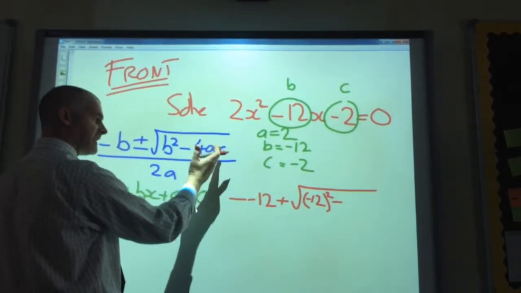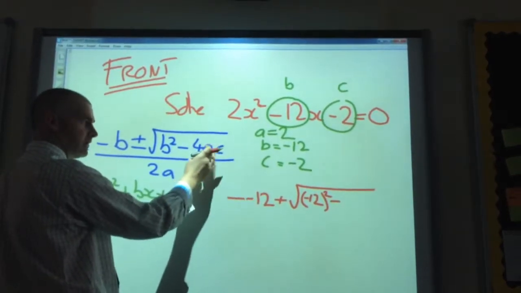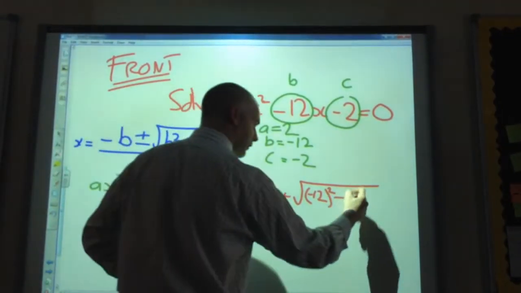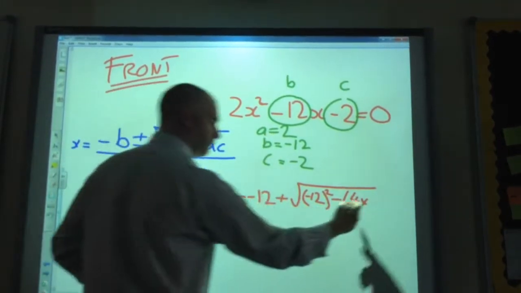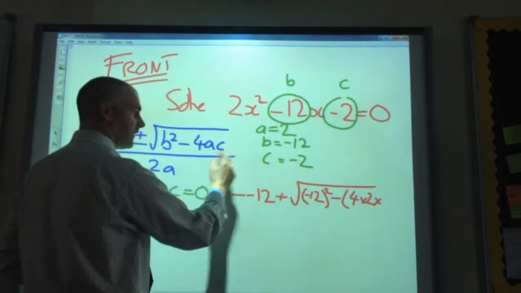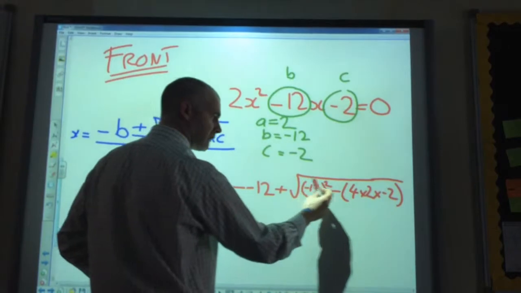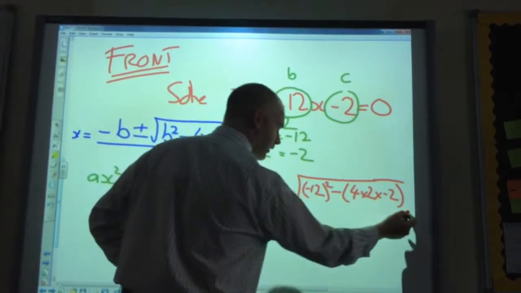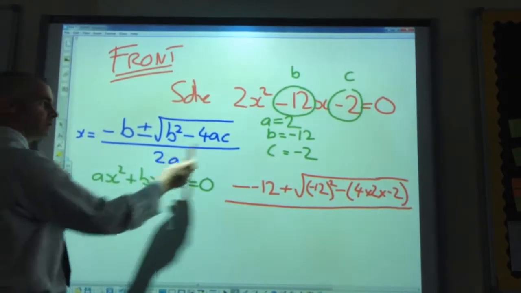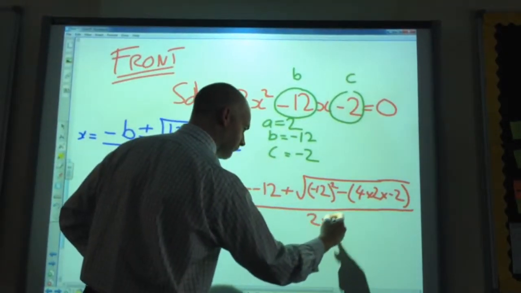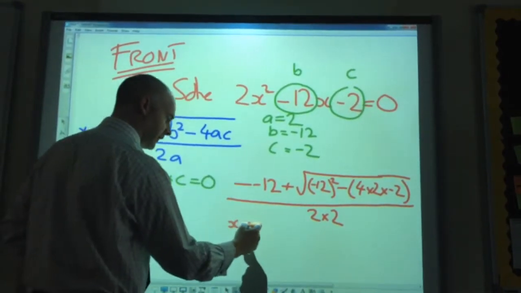When the 4ac is there, it means 4 times a times c, but one of those might be a minus, so put brackets around it. So put brackets, 4 times the value of a, which is 2, times the value of c, which is minus 2. Close the bracket, make sure the square root extends all the way to the end. Divide all that by 2 times a, which is 2 times 2. And if you type exactly that onto a calculator, it will give you the right answer.